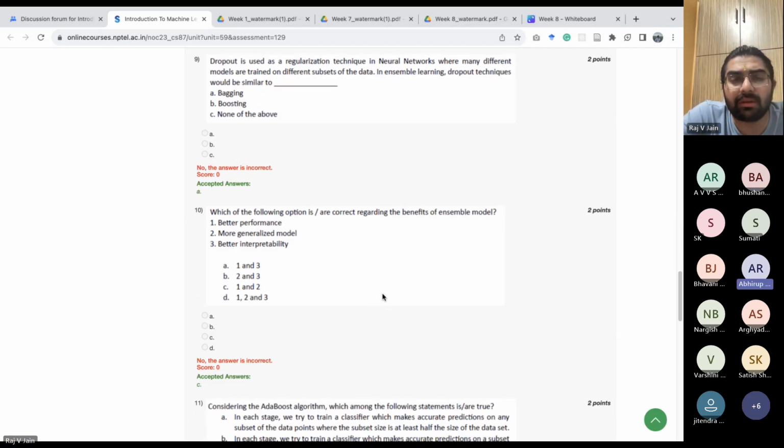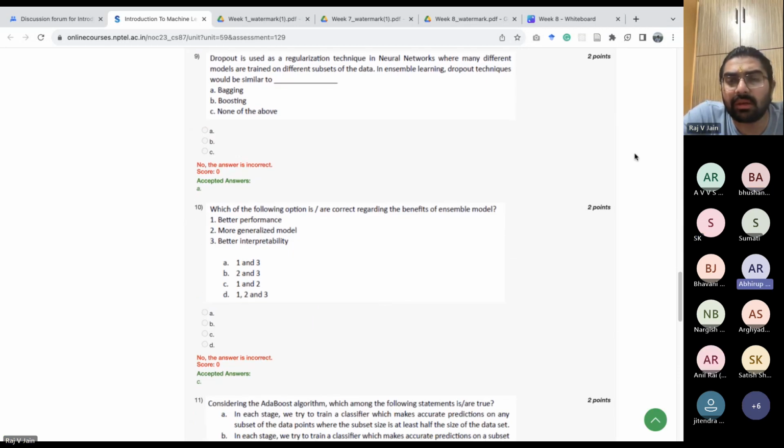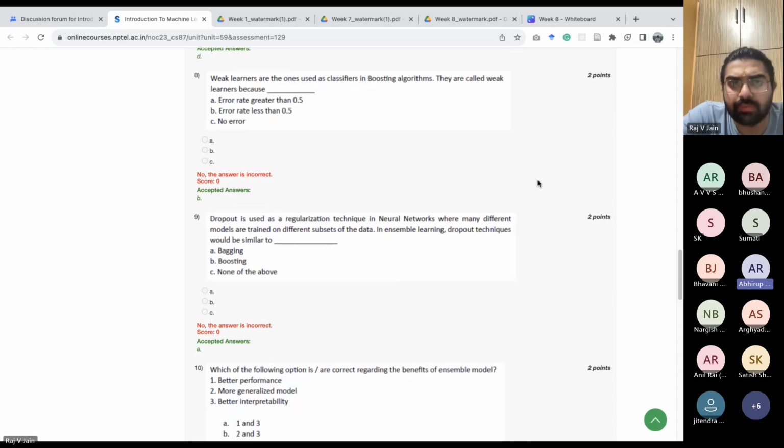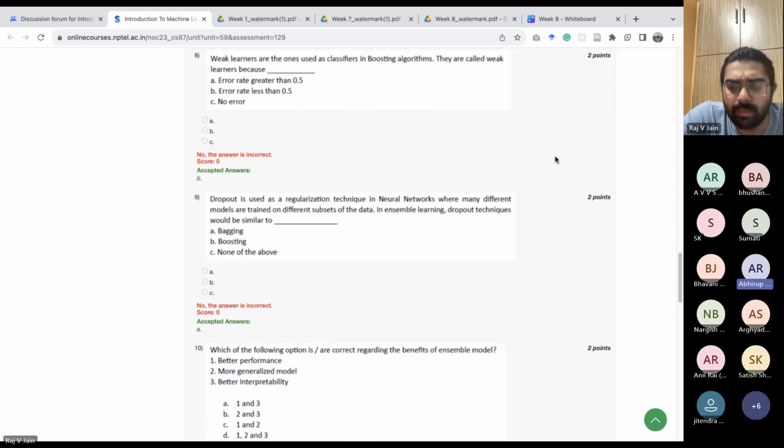Anything else? Yeah. For question 8, we usually use weak learners as something greater than 0.5, right? A little more than 0.5? Or no. So for weak learners, sorry, the error rate, that is accuracy. So that is accuracy. Okay. Correct. Error rate is less than 0.5. Okay.